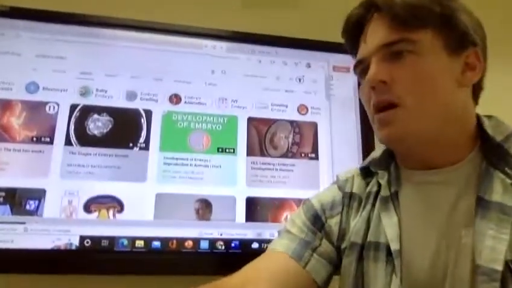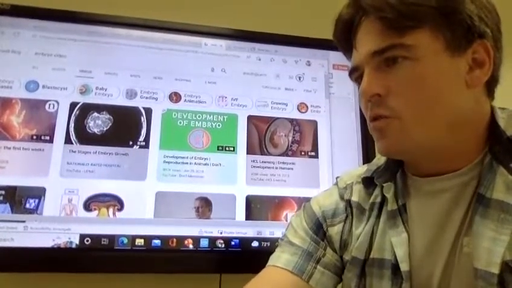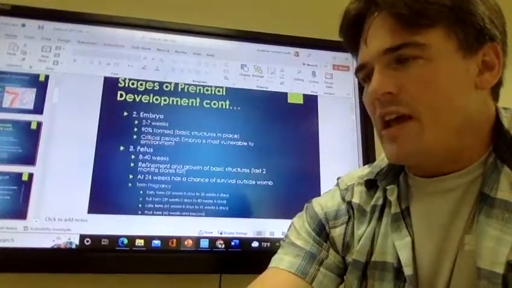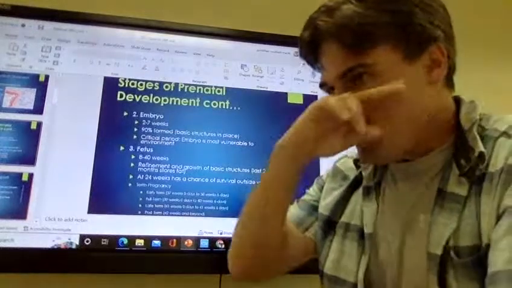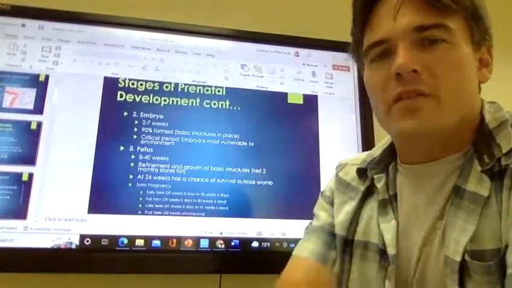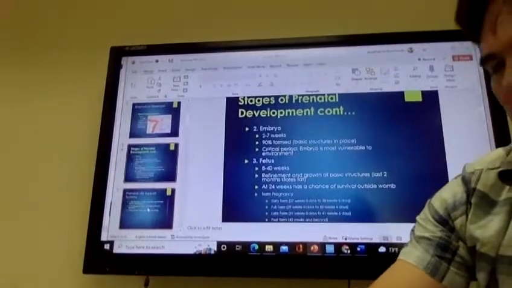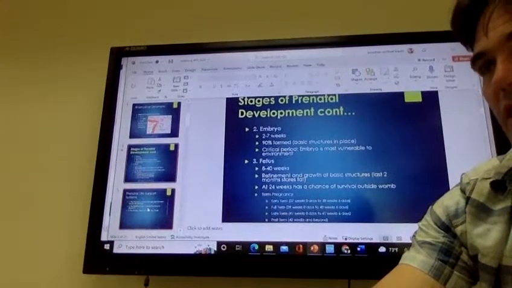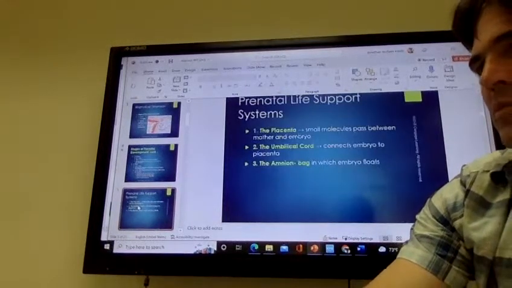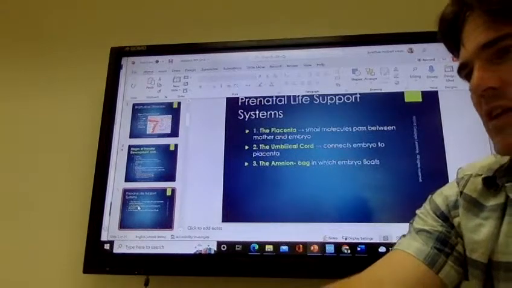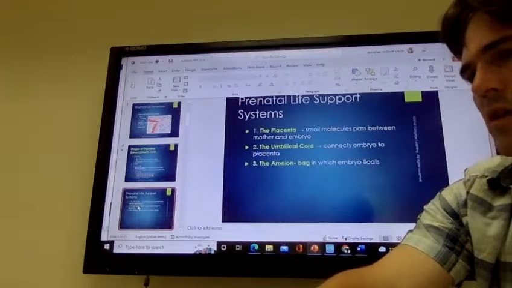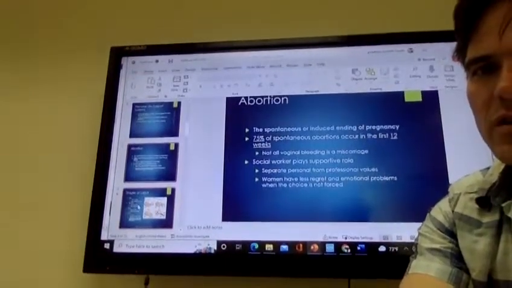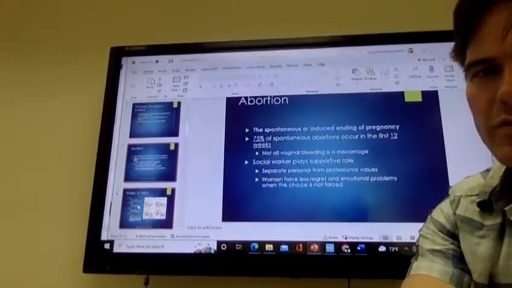So that is some of the cool stuff they have. If you look up some of the videos of the baby and the stages of prenatal development, most doctors count 40 weeks, so that's like 10 months of pregnancy, mainly because they count from your last period. So fertilization actually occurs at week 2. The things that keep the baby in place, from the placenta to the umbilical cord and the amnion bag. And then make sure that I share this with folks.